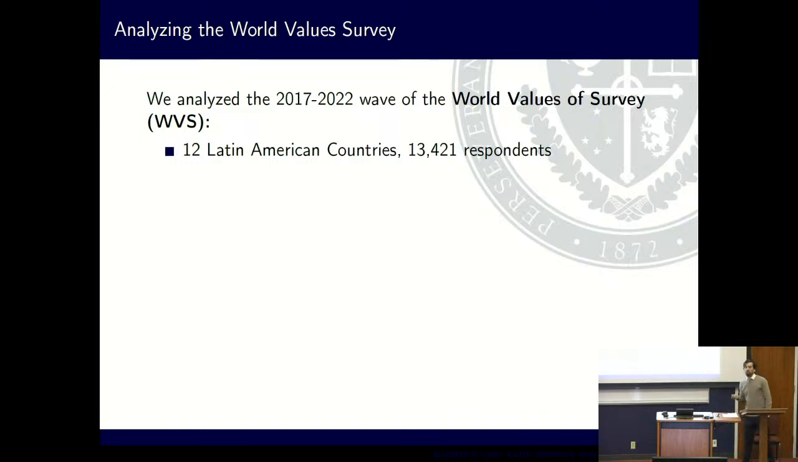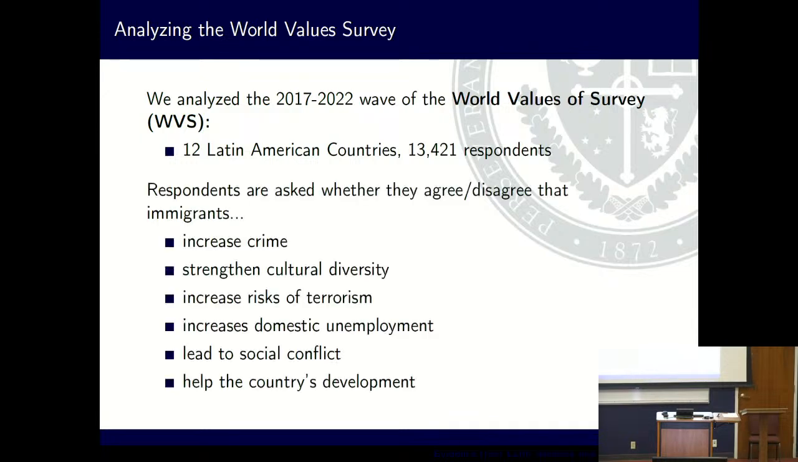So we used existing survey data. This comes from something called the World Values Survey. It includes 12 Latin American countries, so we've got a little bit over 13,000 respondents. This survey has a long list of questions on not attitudes towards immigration policy per se, but attitudes towards immigrants themselves, specifically beliefs. So asking, do you agree or disagree that immigrants increase crime? Do they strengthen cultural diversity? Do they increase risk of terrorism? Et cetera, et cetera. What we did is rescale these and put them into an index. One measure, one score that goes from 0 to 100, where 100 is the most pro-refugee attitudes and 0 is the most anti-refugee attitudes.